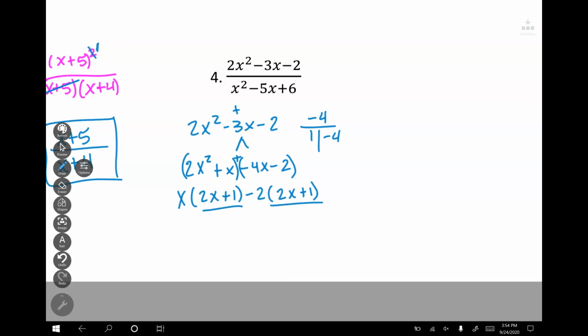Okay, we've got our matching terms there, so we'll factor that out: 2x plus 1, our matching factors, and then x minus 2. All right, so all of that was just to factor the numerator. That will happen sometimes, where you have to do a little bit of work to factor the numerator or denominator.